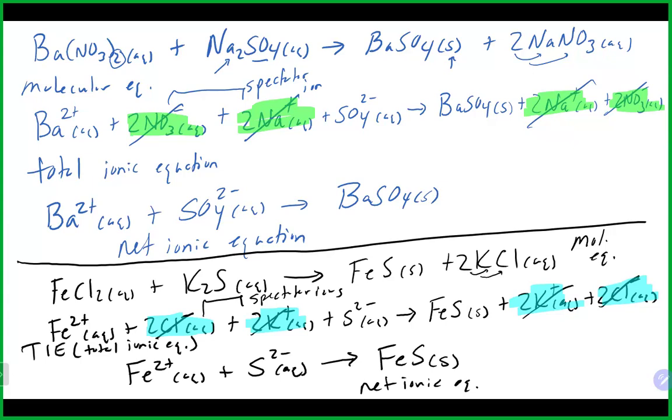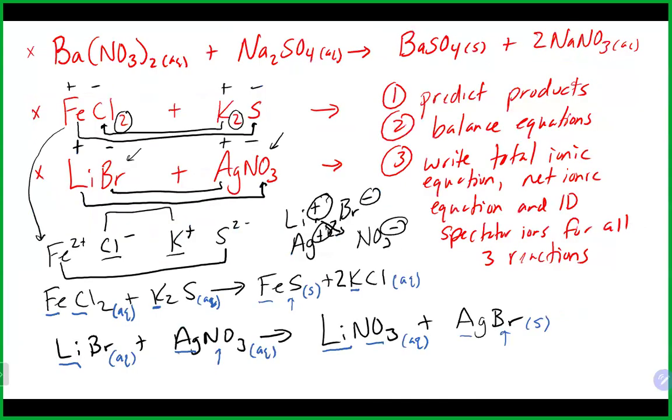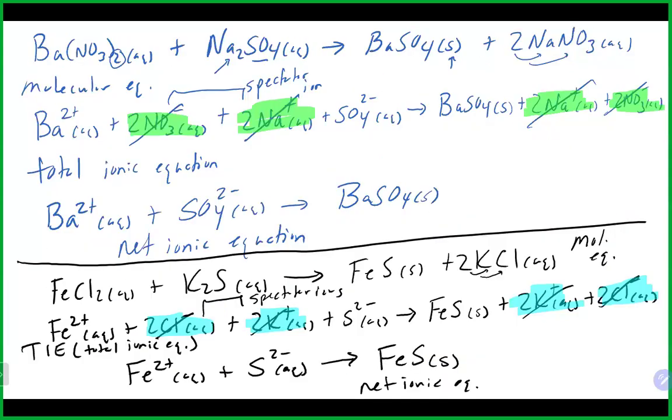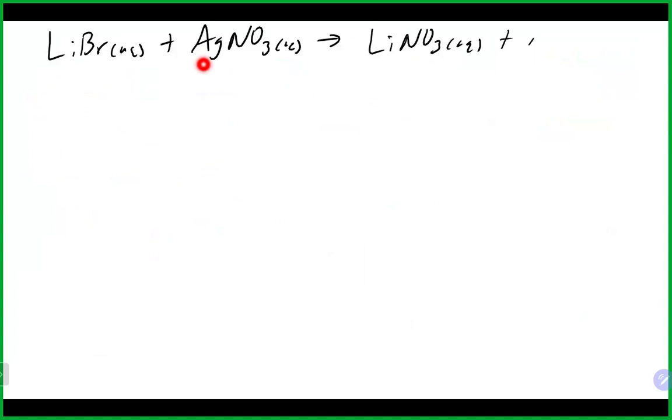All right, one last one here to write the equations, which is our bottom one here: lithium bromide and silver nitrate. Again, giving us lithium nitrate here and silver bromide there. So once again, here is our molecular equation. And if we want to write our total ionic equation, we will again break this apart.